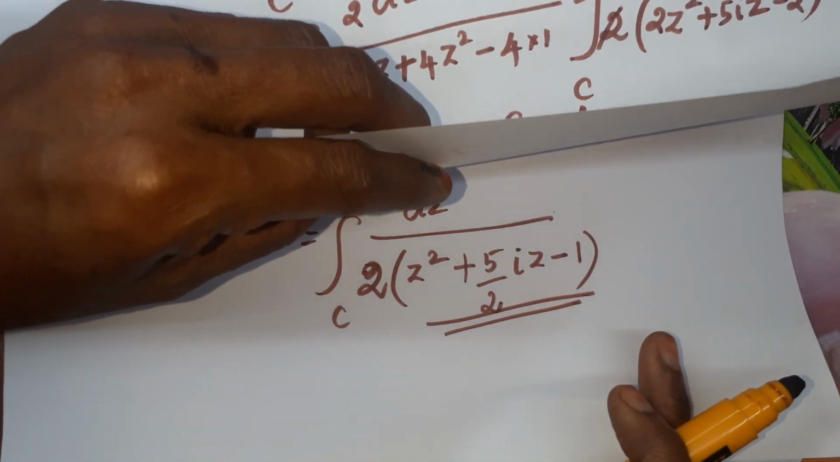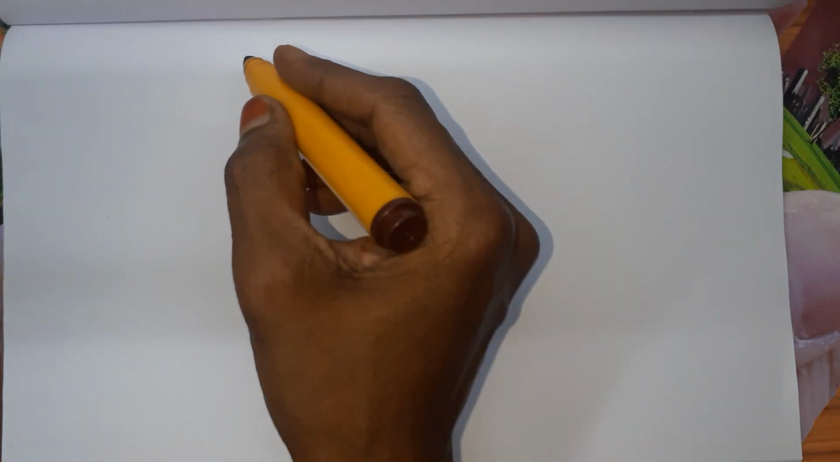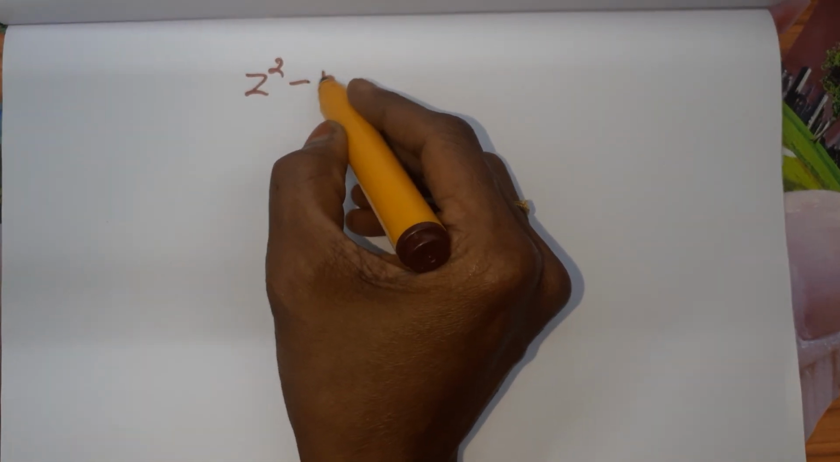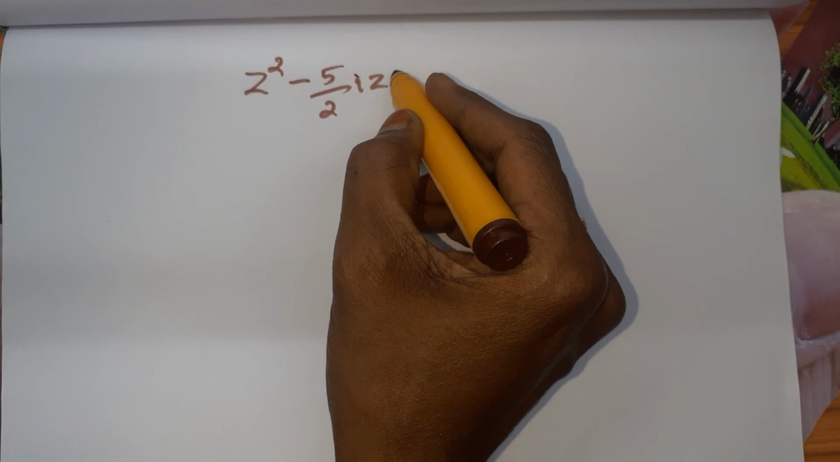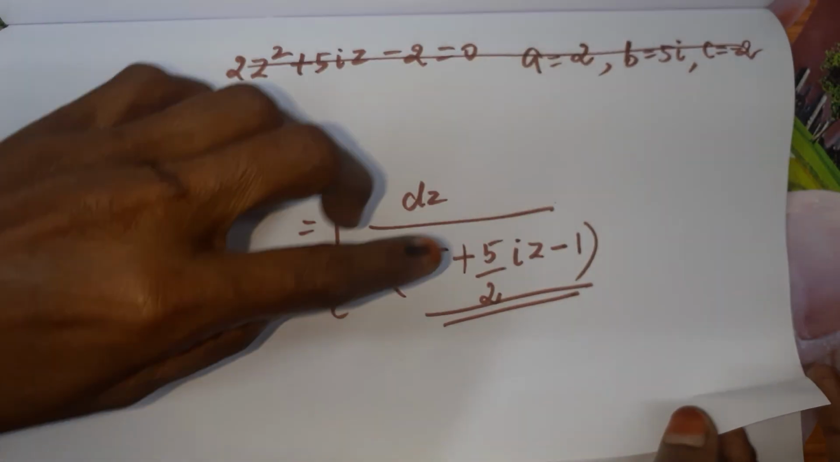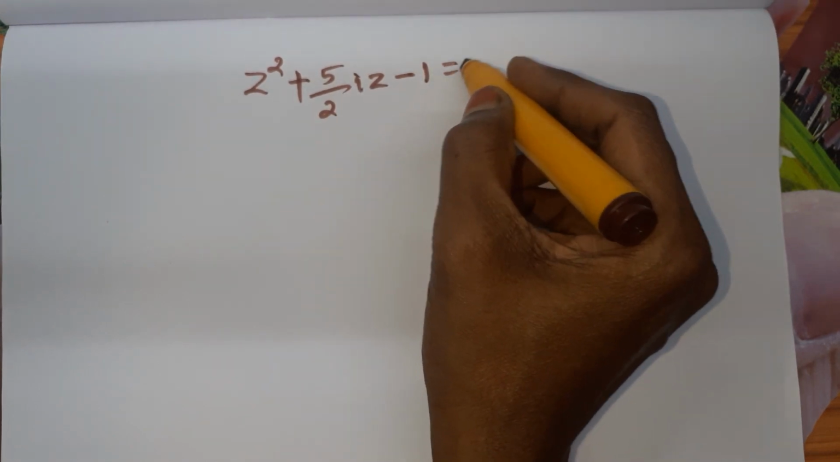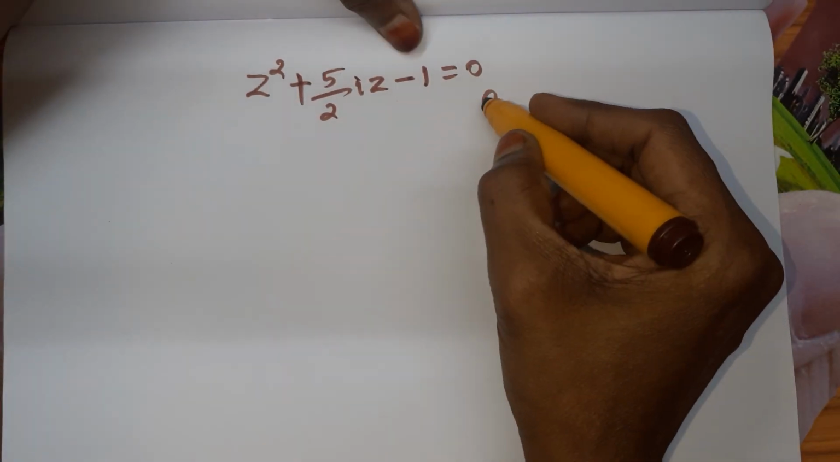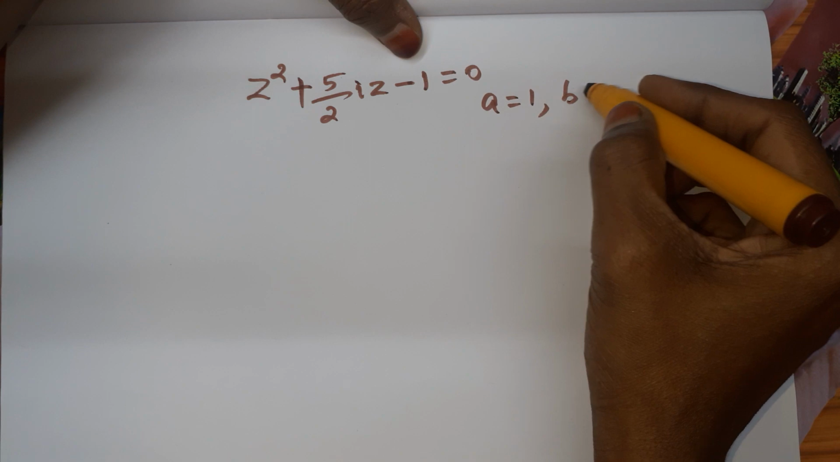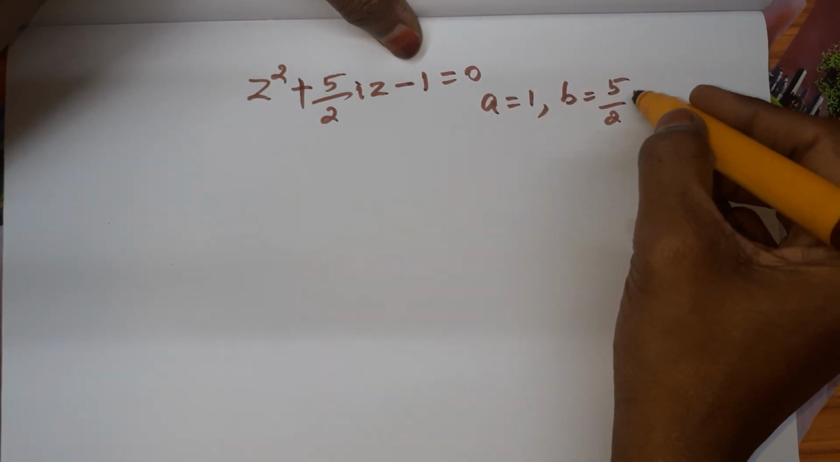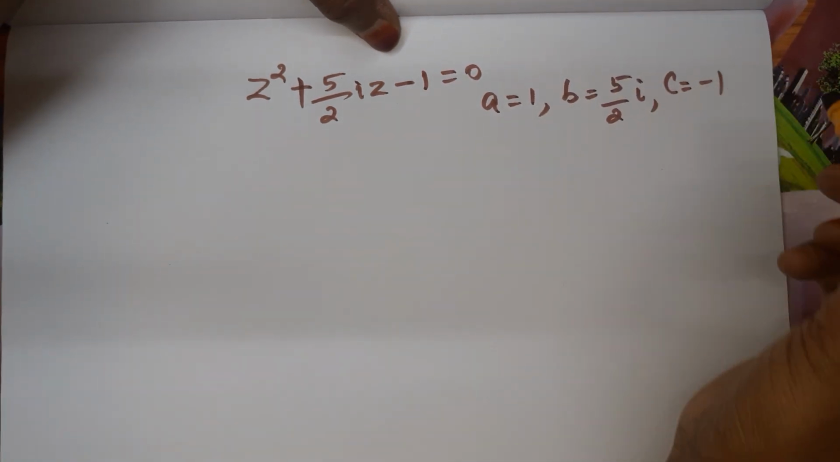So z squared plus 5 by 2 I z minus 1. So z squared minus 5 by 2 I z minus 1. This is plus 5 by 2 I z plus minus 1 equal to 0. For this, a is 1, b is equal to 5 by 2 I, and c is equal to minus 1.